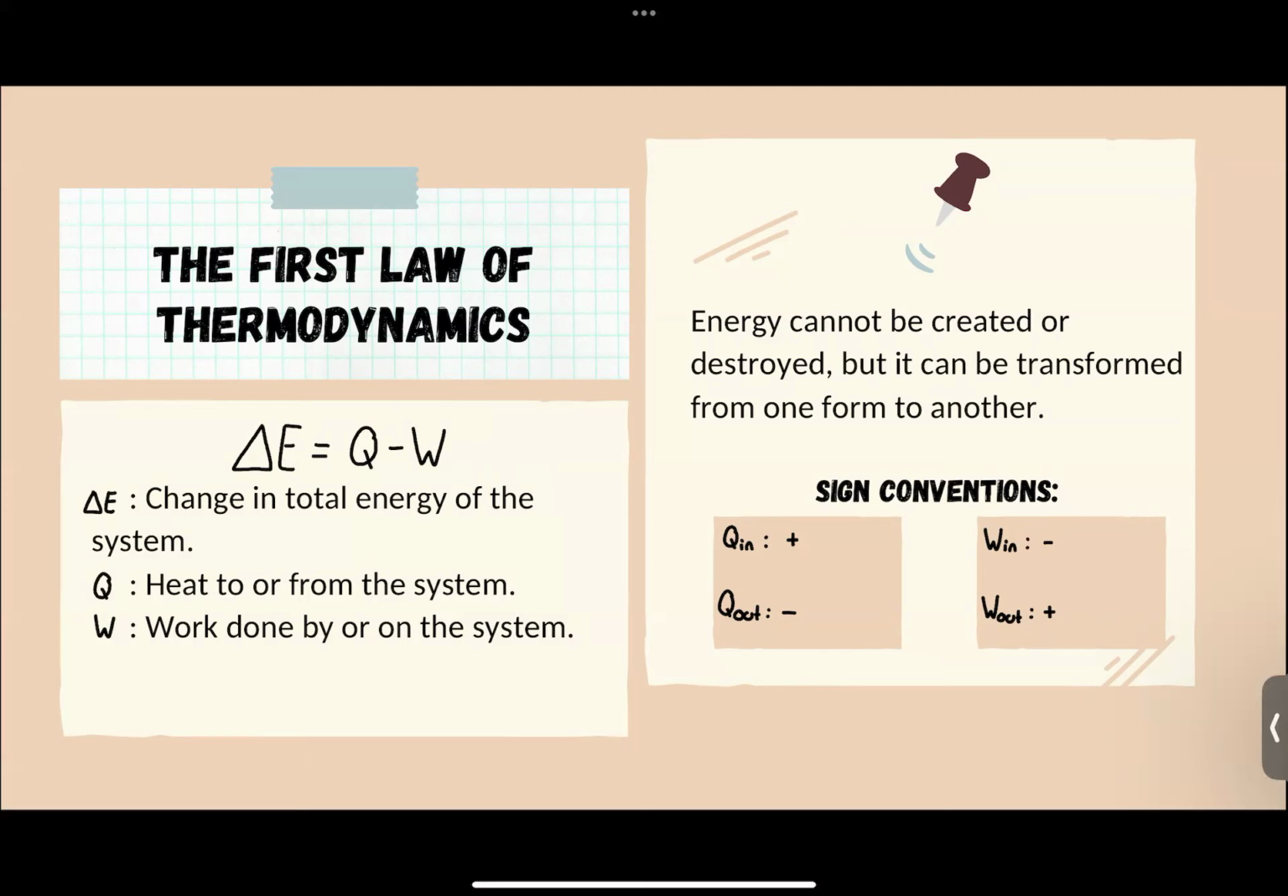There are important sign conventions to consider when using the first law of thermodynamics, which may seem counterintuitive. So the heat that is added to a system would be positive, while the heat that is lost from a system would be negative. On the contrary, the work done on a system is negative, while the work done by a system is positive.